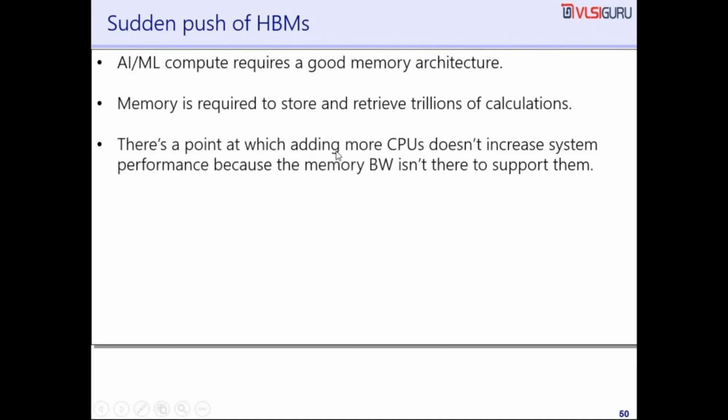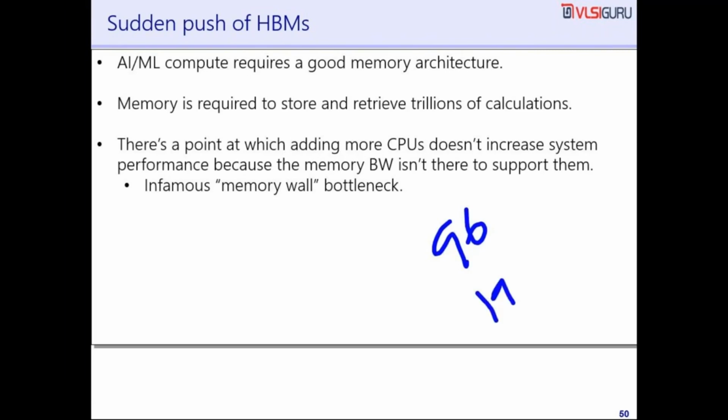There's a point at which adding more CPUs doesn't increase the system performance because the memory bandwidth isn't there to support that many CPUs. That is what we call the infamous memory wall bottleneck. Generally, the requirement is to have 4 gigabytes per CPU core. So as we reach 96 cores or 192 cores, multiplied by 4 gigabytes, we end up reaching a limiting factor, right?